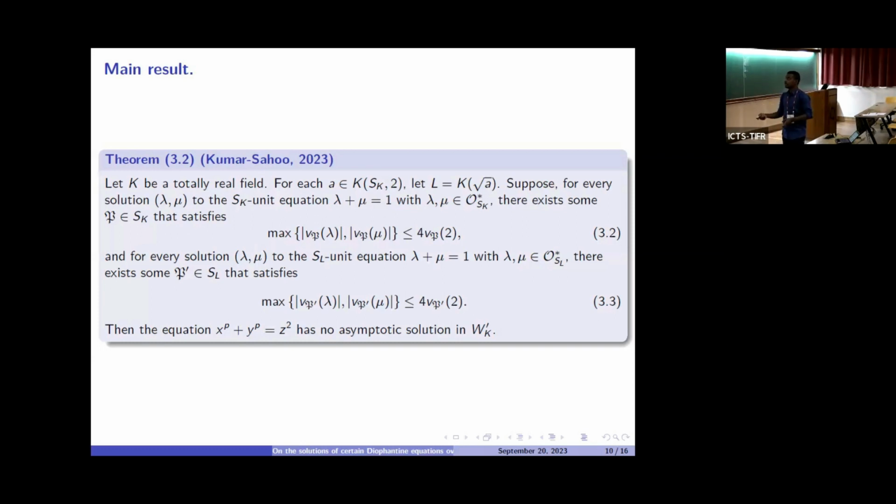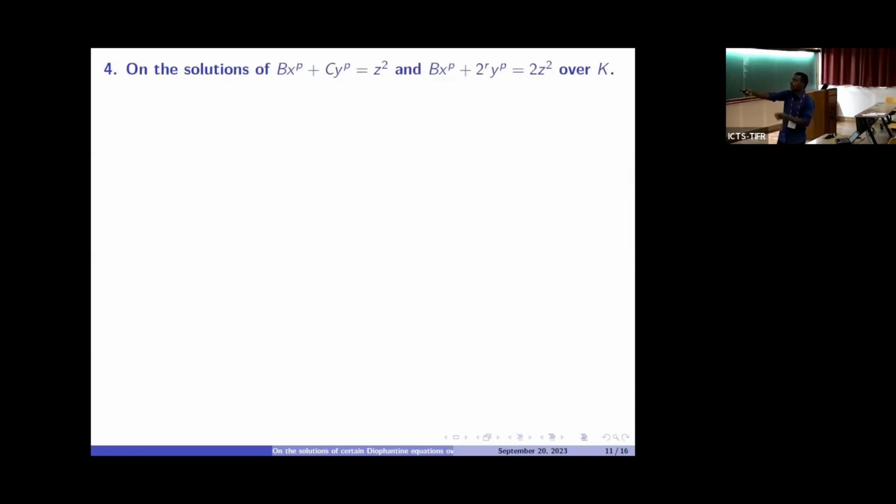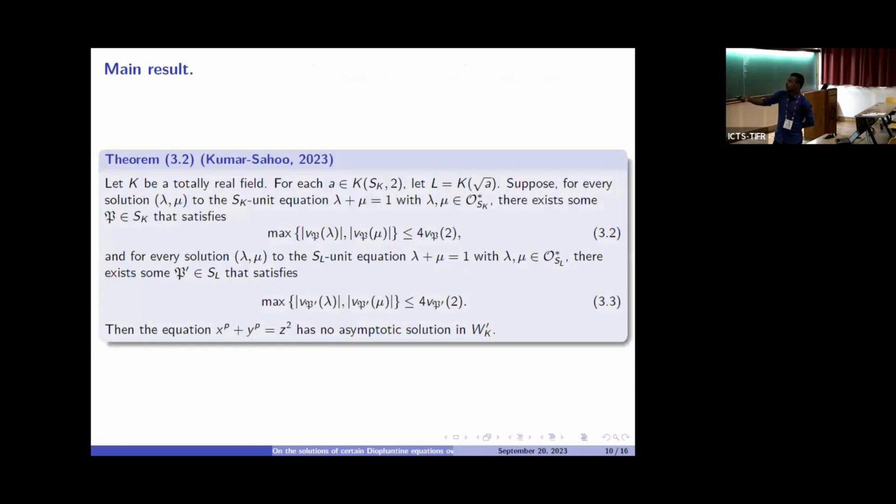So in order to overcome this kind of difficulty, we study the general equation like bx^p plus u_i^p equal to z square, and this equation bx^p plus 2 to the power y to the power p equal to 2z square. Here we'll discuss the results for these two equations, as well as how we overcome this kind of difficulty, having to deal with both the SK unit and SL unit equations.